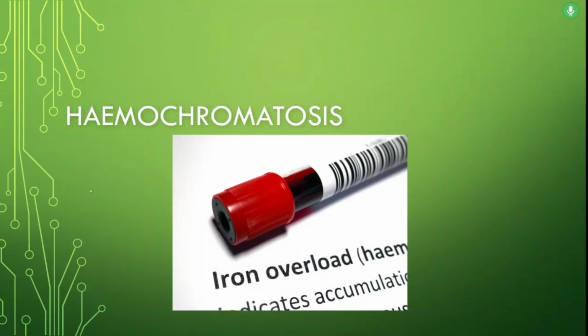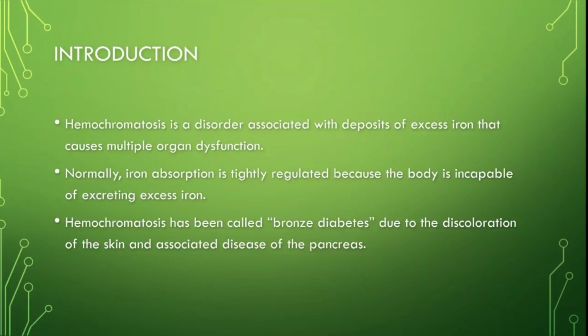Everyone, today we'll be discussing hemochromatosis. Hemochromatosis is a disorder that is associated with deposition of excess iron that causes multiple organ dysfunction. Normally, iron absorption is tightly regulated because the body is incapable of excreting excess iron. Hemochromatosis has also been called bronze diabetes due to the discoloration of the skin and associated disease of the pancreas.